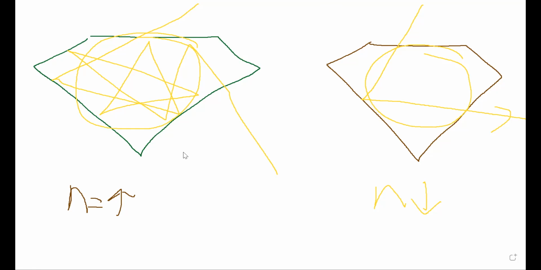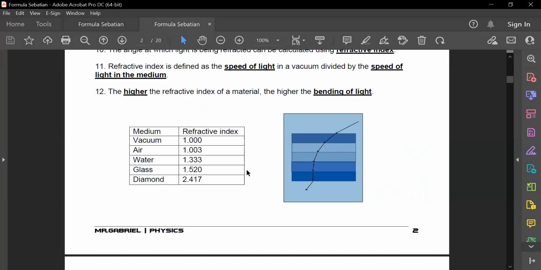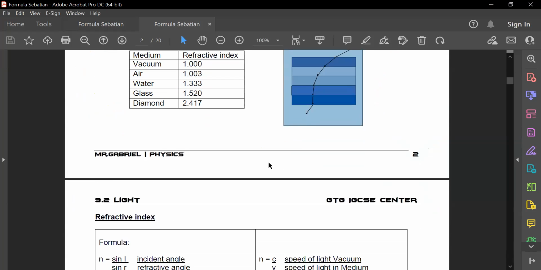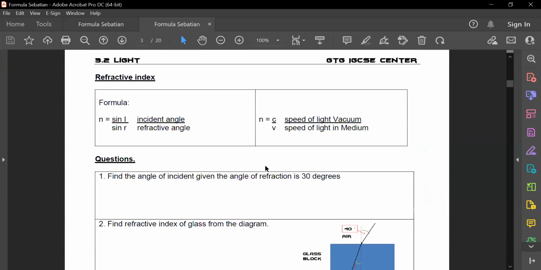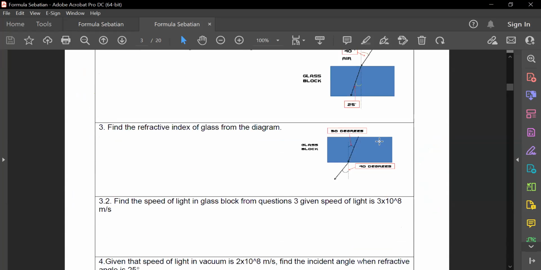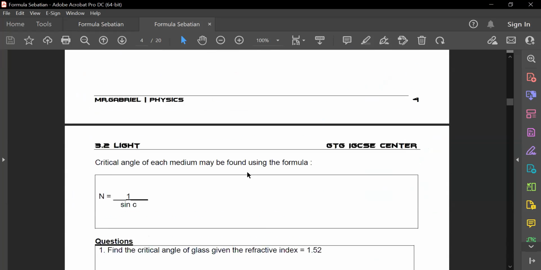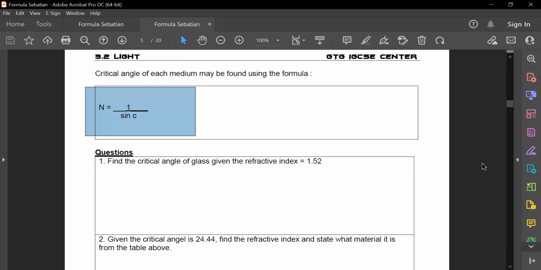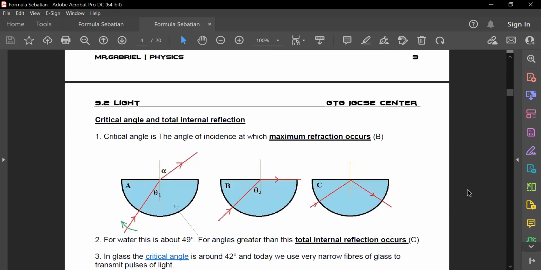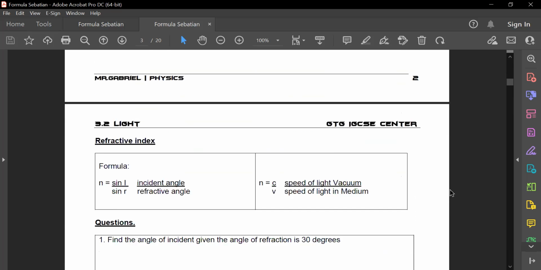Okay, so anyways, that's just the understanding of it. Right now, let's go into the important part, the calculation of refractive index here. Guys, in your exam, there's going to be 3 forms of formulas for the refractive index. The first formula is going to be sine i over sine r. The second formula is going to be c over v. And the final formula is going to be 1 over sine c. Let's go through it one by one first.